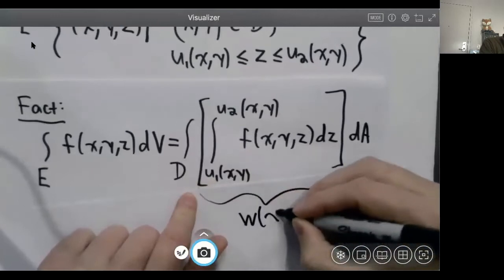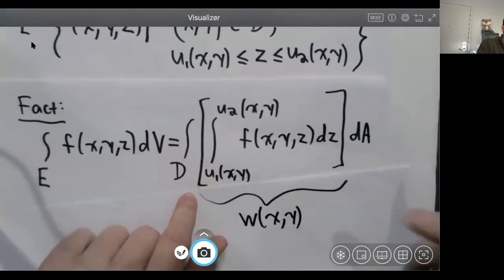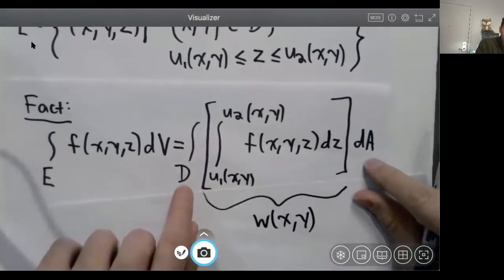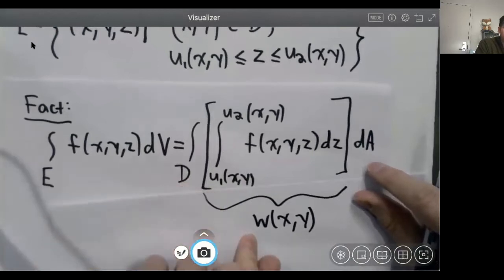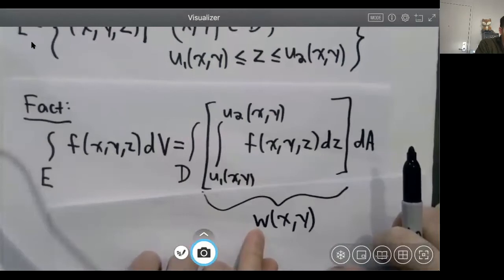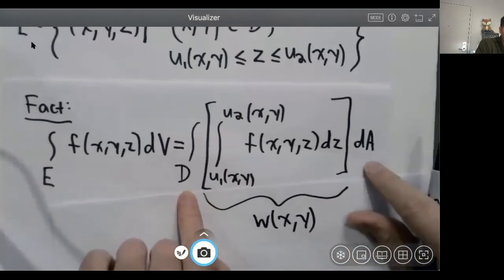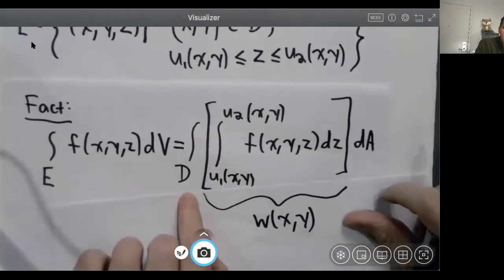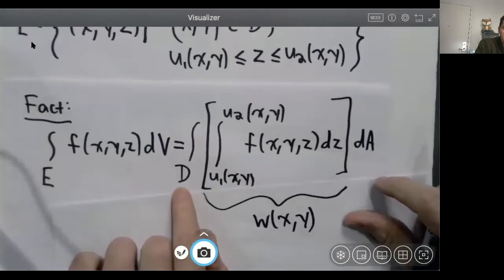We could call this expression w of x, y. And in this outer integral, we're integrating over a region D in the xy plane. We're integrating this function w, which is a function of x and y. It's a function of two variables, and we're integrating it over a region D in the plane. But integrating a function of two variables over a region in the plane is something that we already know how to do.